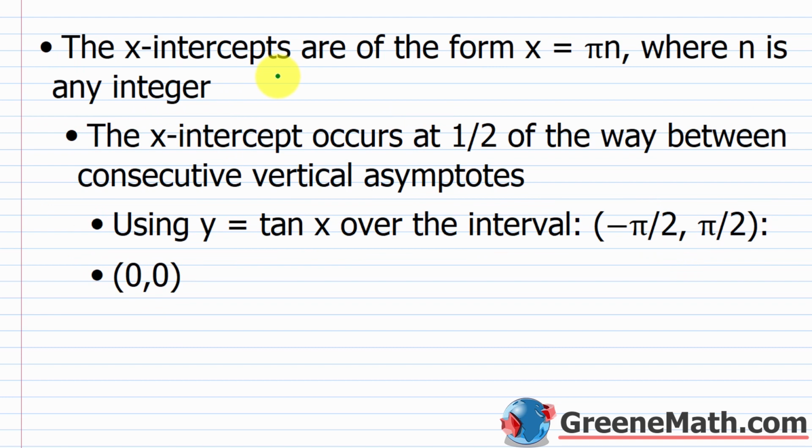The x-intercepts are of the form x equals pi n, where n is any integer. We know that's because that's where the sine values are 0, and 0 divided by something that's not 0 gives you 0, so that's why that occurs. The x-intercept occurs at half of the way between consecutive vertical asymptotes. So if we're using y equals tangent of x over that interval that we talked about, from negative pi over 2 to pi over 2, with both being excluded, that's going to occur at 0, 0.